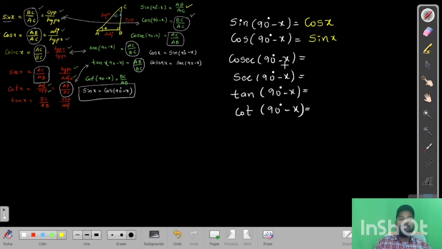Next, cosec 90 minus x. Where is cosec 90 minus x? Here. Cosec 90 minus x equals AC by AB. Where is AC by AB? That is nothing but sec x. Next, sec 90 minus x, AC by BC. AC by BC, that is nothing but cosec x.